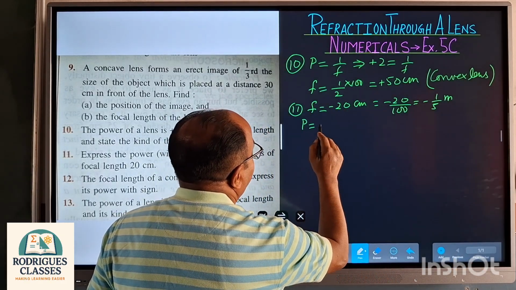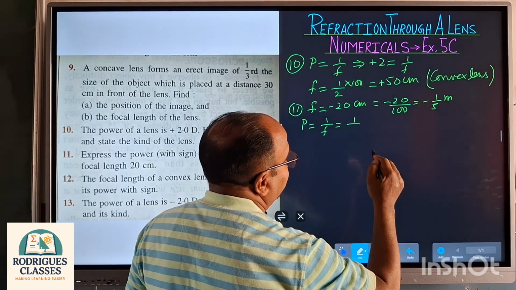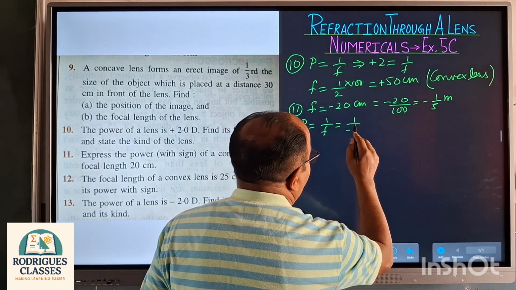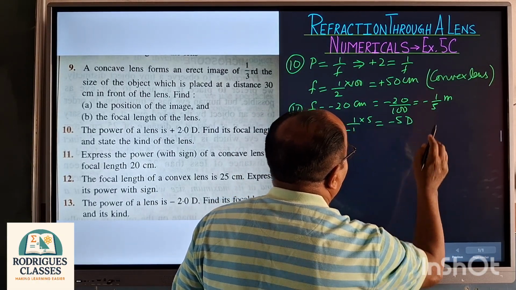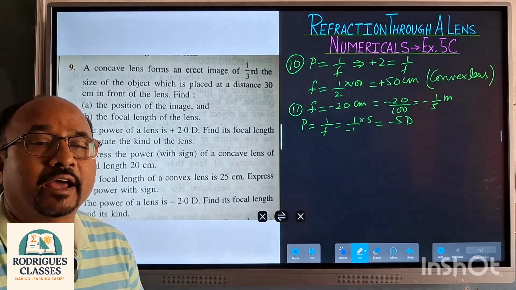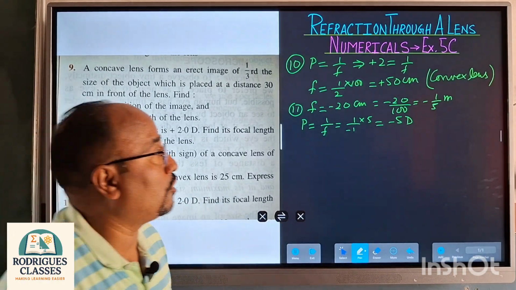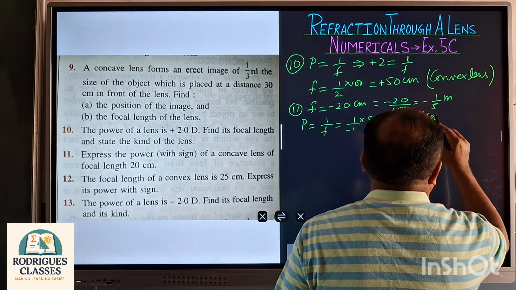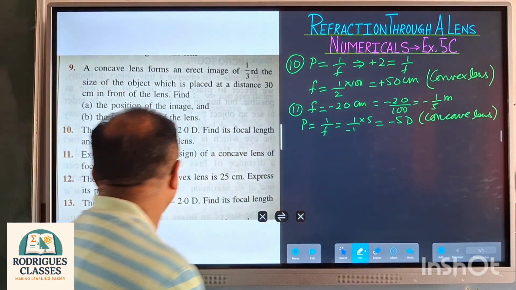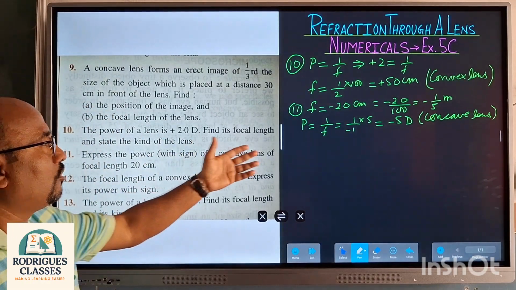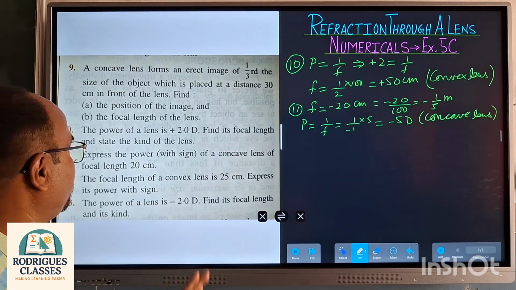So now power is equal to 1 by f. So 1 by f is minus 1 by 5, 1 upon minus 1 by 5. So you get minus 5 diopter. So minus 5 diopter is the power of the lens. Minus means it becomes concave. So I will write here, it is a concave lens. Okay. So we were told concave lens, that was not required, but I wrote it there now. So we have got the power there.